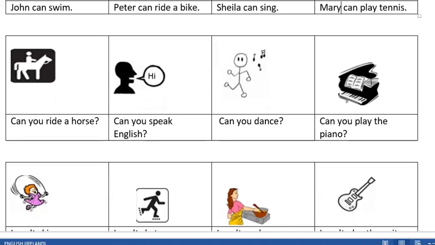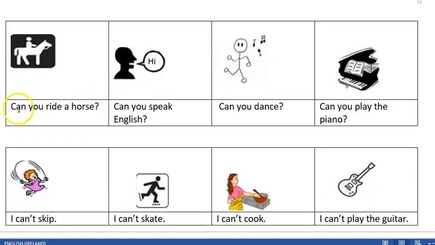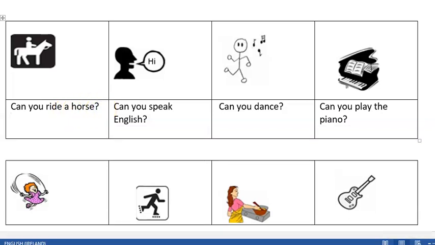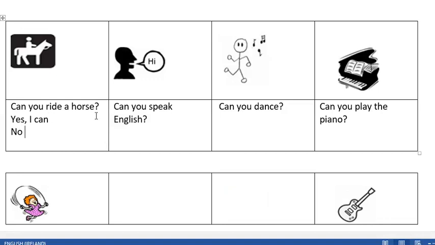Okie doke. In the second lot of pictures, we have the question. Can you ride a horse? Yes, I can. Or, no, I can't. Can you speak English? Yes, I can. No, I can't. Can you dance? Yes, I can. No, I can't. Can you play the piano? Yes, I can. No, I can't.